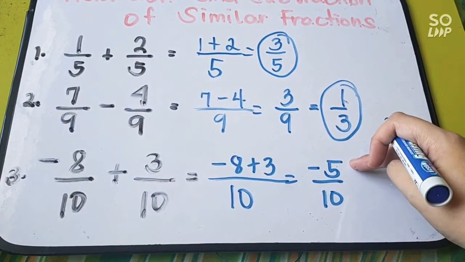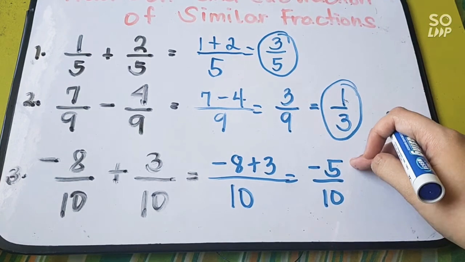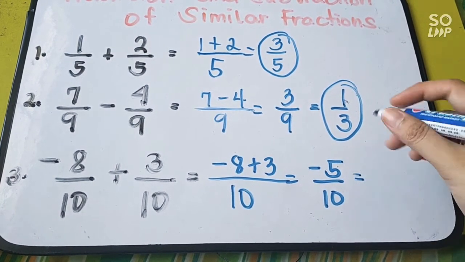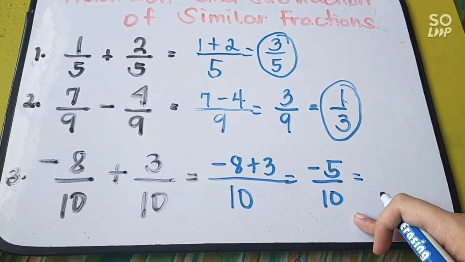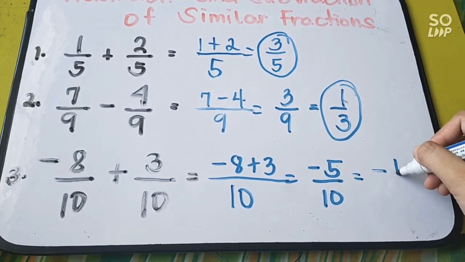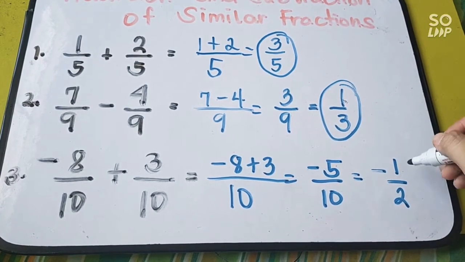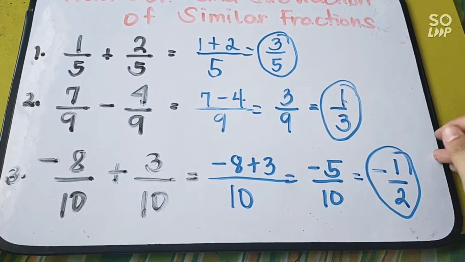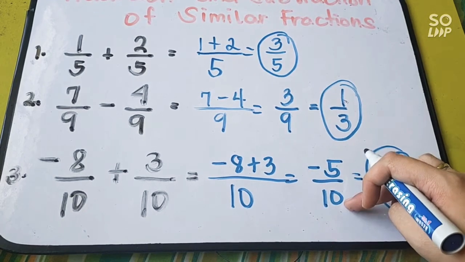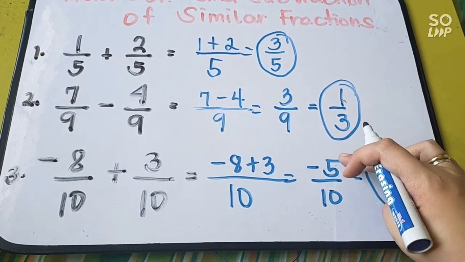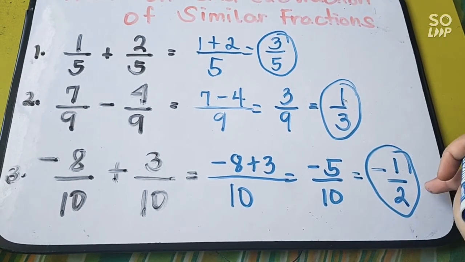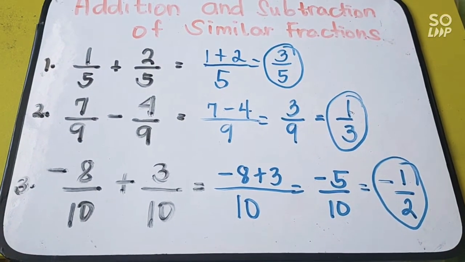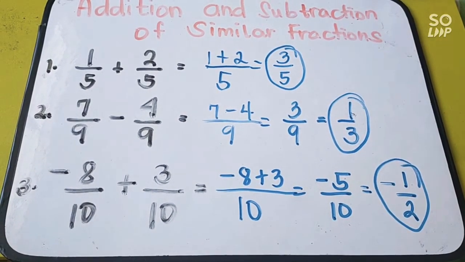Kaya, ang sagot mo dapat is negative. Is it clear? Then, negative 5 over 10. We can simplify this one more. The answer here is negative 1 over 2 or negative 1/2. Why negative 1/2? They are both divisible by 5. So, we can divide 5 by 5, the answer is 1. And 10 by 5, the answer is 2. Is it clear? So, ganun lang kasimple mag-addition and subtraction of similar fractions.